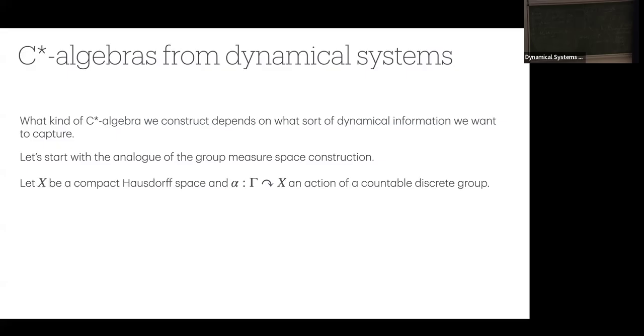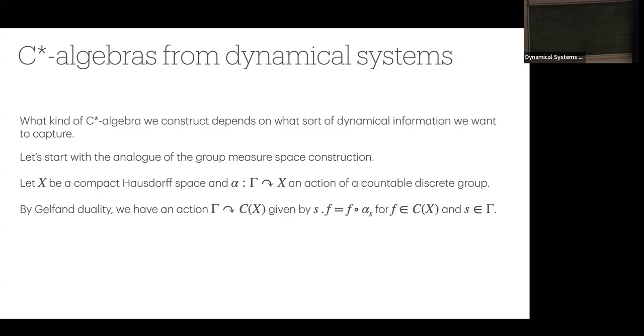We're going to have an action of a countable discrete group on a compact Hausdorff space. You could do this with locally compact, but I automatically end up writing compact anyway, so to avoid outrageous typos other than hyperfine, we'll assume compact. Things tend to work a little better there. By Gelfand duality, we have an action of gamma on C of X, given in the obvious way: we compose alpha of s with any function.